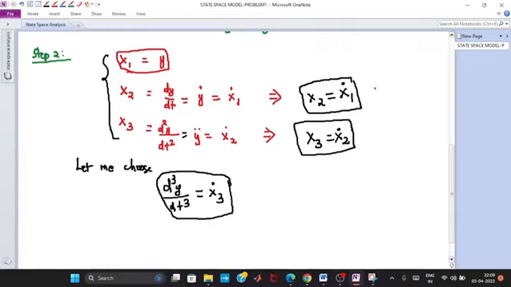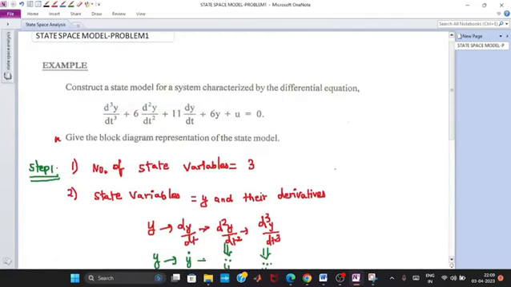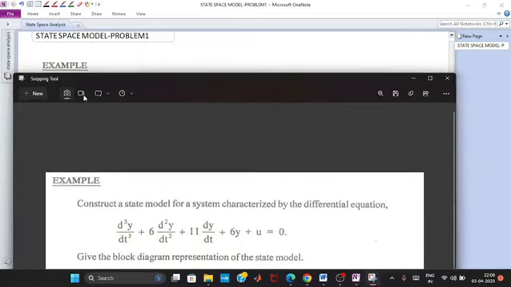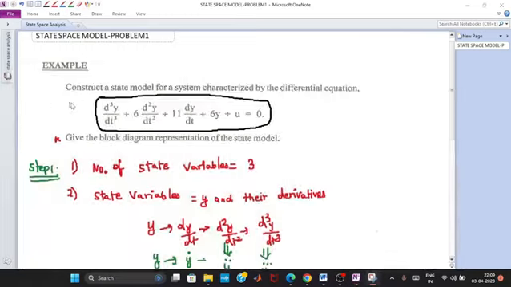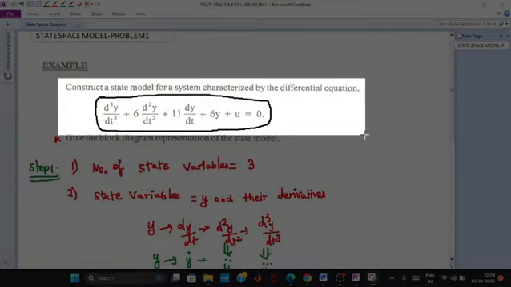So now we have this equation and this equation. All these equations you try to put into the given differential equation. What is the given differential equation? This one, right? So this is our given differential equation. What is this? d cube y divided by dt cube, right? Now let me copy it so that it is easy.